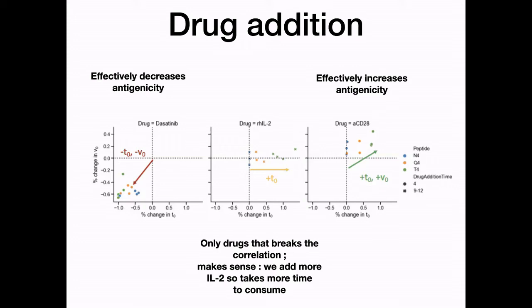But what is really striking is that with any other modification we introduce in the system, you cannot really break this V0, T0 correlation, which means that probably there is a very strong biological constraint connecting these two parameters, which are completely different. They should not be related. One is really the strength of the response. The other is the cutoff time when you shut off the response. They should not be related, but apparently they are.